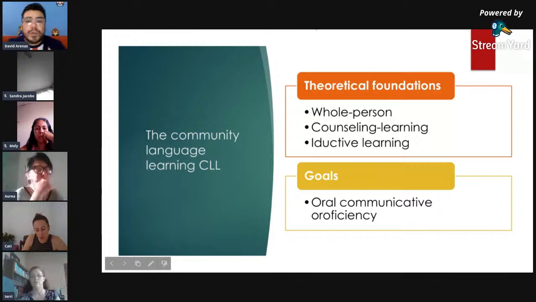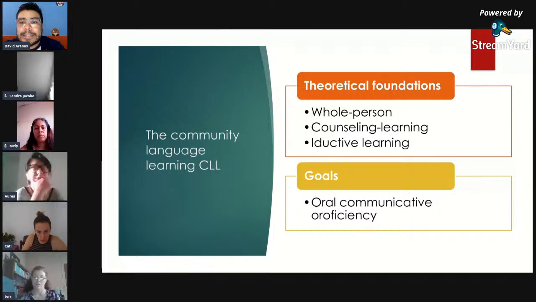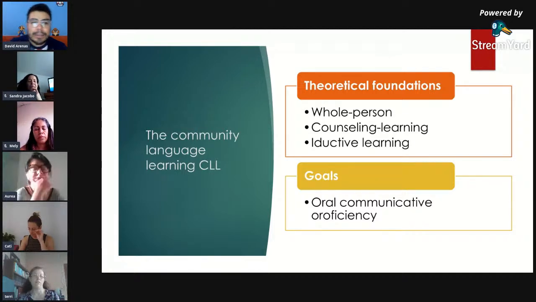Do you know what the whole person concept means? What do you understand by whole person? I would think it takes into account the person's feelings. It considers how they react to certain situations, not just the language. Yes, exactly.